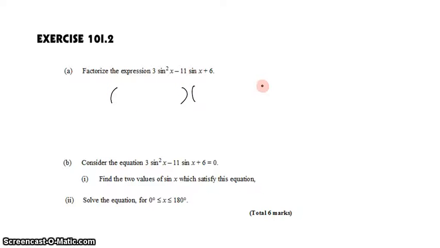So I'm going to wind up with two brackets. If I want to multiply two things together and get 3 sine of x squared, getting 3, there's only really one way to do it, multiplying 3 by 1. So I'm going to multiply 3 sine of x by 1 sine of x. If it's not 3 and 1, then this isn't going to factorize cleanly. For 6, though, I have some choices. It can be either 1 and 6 or 2 and 3. And the choice isn't immediately clear because I'm trying to make 11.